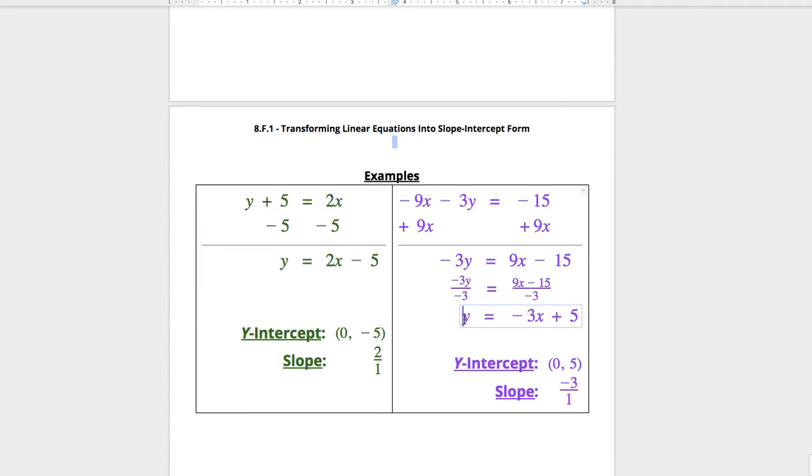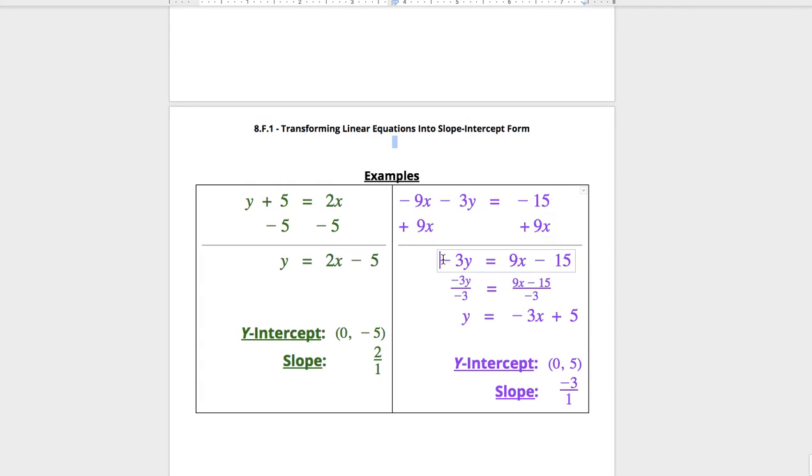A little more complicated, in purple here: negative 9x minus 3y equals negative 15. Again, our goal is going to be isolating the y to get it all by itself. If we were peeling the onion, as Mr. Neville would say, or trying to get this y all by itself, the first thing we want to do is get rid of negative 9x. We could do that by adding 9x. Again, that has to happen on both sides of the equation.